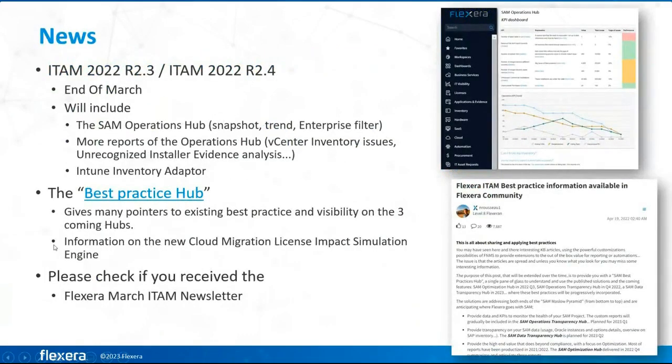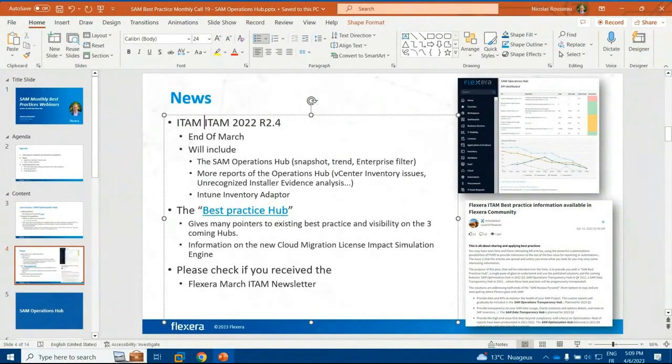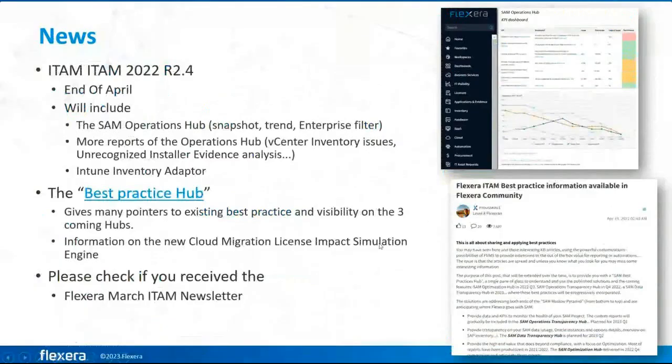Let's move on. Some news. 2022 R2.3 actually, so it will be R2.4. It will be released at the end of April, which is the month we are starting. This version will contain the SAM Operations Hub with everything I'm going to show today, and more reports which were not yet in the report, as well as, I would say, a beta version of the Intune inventory adapter.